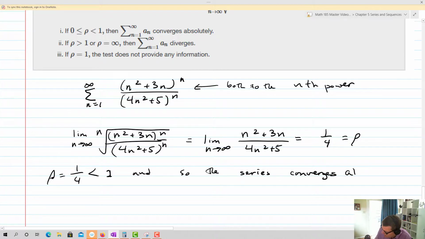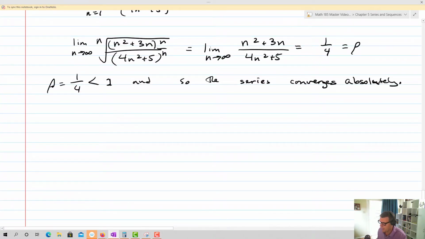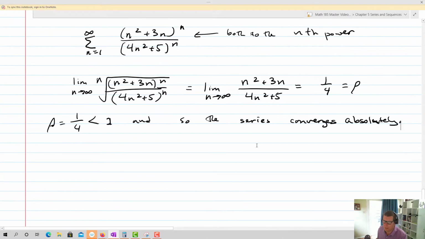So you can see that these root tests can be very, very nice. Same with the ratio test. A little less computation goes into the roots test. Actually, it can sometimes be a lot easier. So let's take a look at another example.